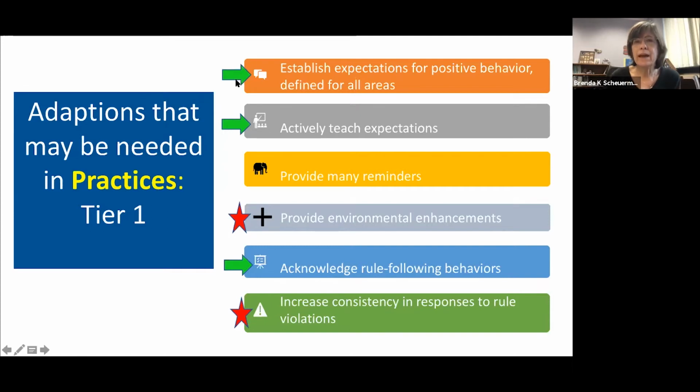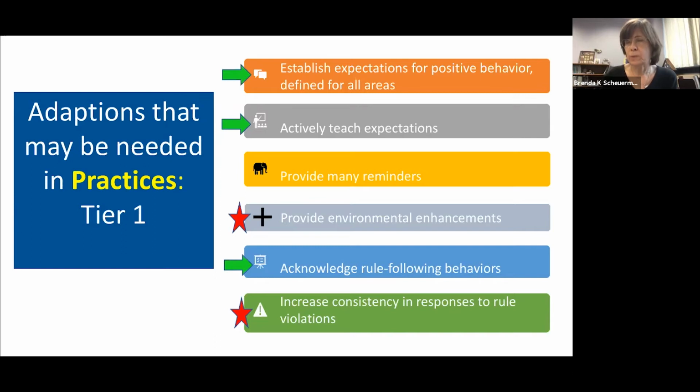So these are on this screen. You'll see the essential features for Tier 1 practices. These essential features are applicable in alternative programs as well. And the ones that have a green arrow next to them, we're going to talk about, and I'll show you some examples of adaptations and talk about some of the issues that you might encounter. The rest of these, and especially environmental enhancements and consistency in responses to rule violations, I just want to make a couple of comments now.